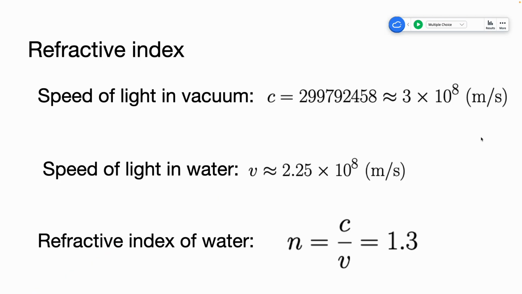Now, some terminology. Instead of saying speed of wave, we will use a thing called refractive index to describe the optical property of this material. Instead of saying the speed of wave is slower, we define something called refractive index, which is the speed of light in vacuum divided by the speed of light in that medium. So the speed of light is, let's see, 299 million.